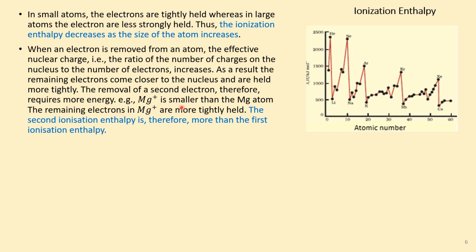Mg plus is smaller than Mg atom. The remaining electrons in Mg plus are tightly held. The second ionization enthalpy is therefore more than the first ionization enthalpy.